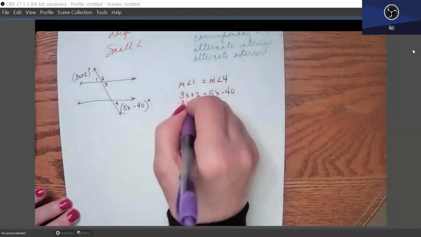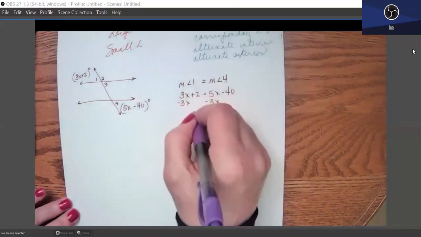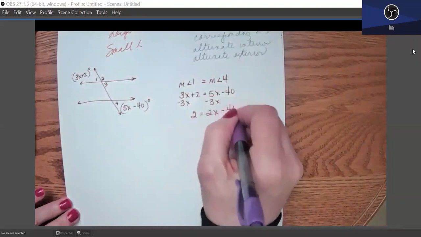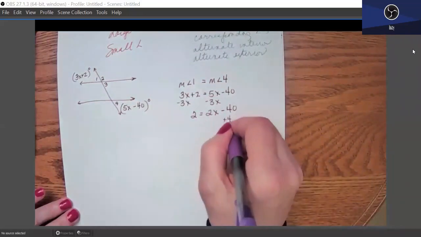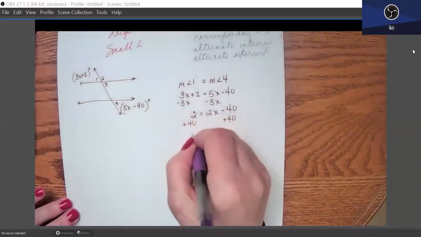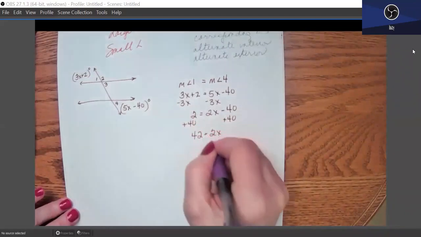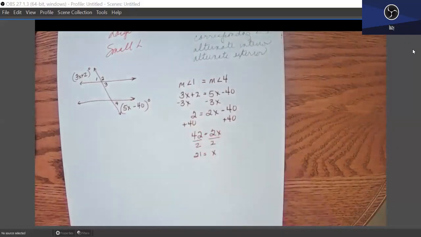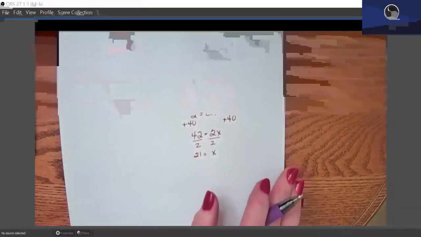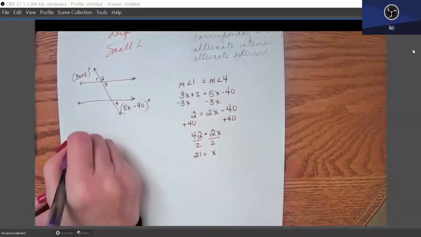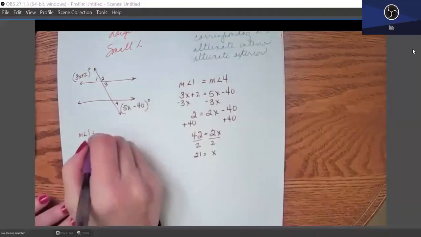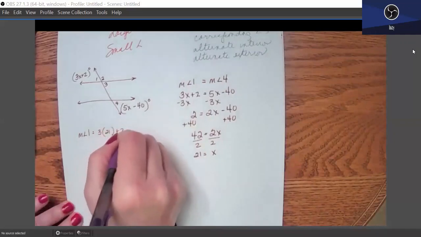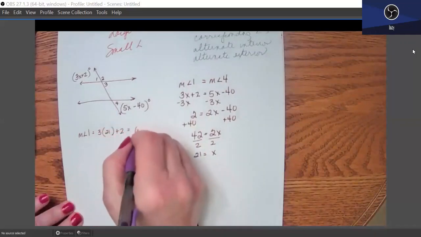All right, so we'll subtract 3x from both sides, and we get 2 equals 2x minus 40. And then we'll add 40 to each side. So we'll get 42 equals 2x, and since we want to solve for x, we get x is equal to 21. Now that's not my answer. I'm going to use that to find my answer. So the measure of angle 1 is going to be 3 times 21 plus 2, so the measure of angle 1 is going to be 65 degrees.